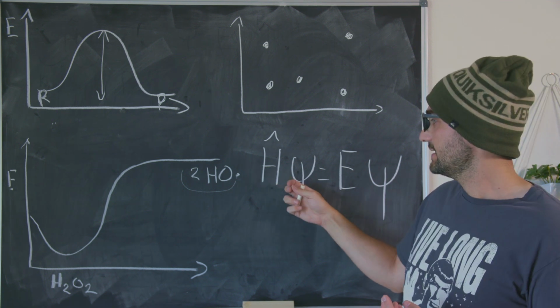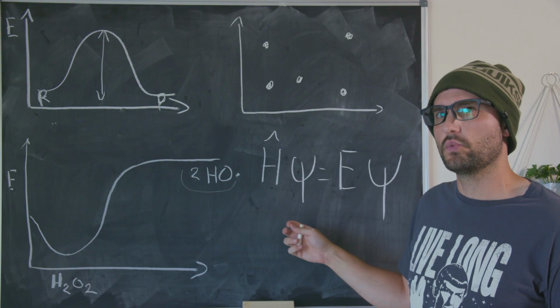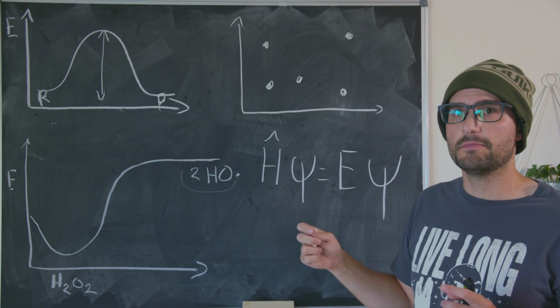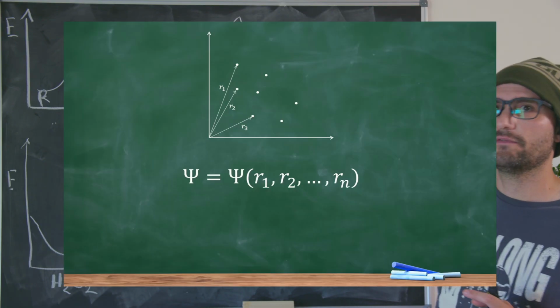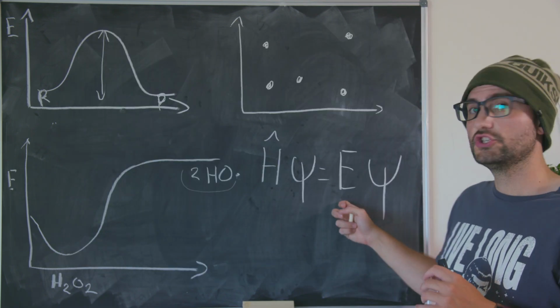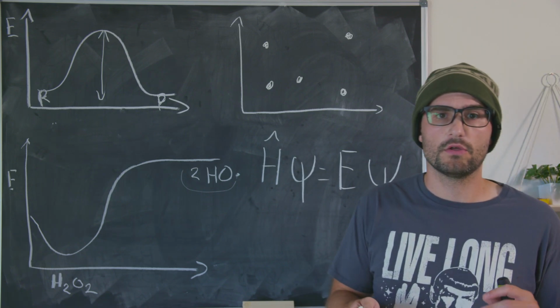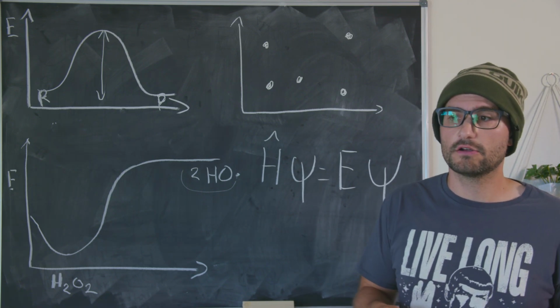As expressed, the wave function is a function, and while we can express it in different ways, it's usually a function that depends on the position of each particle that we are interested in. The energy, on the other hand, is just a number, or otherwise known as a scalar.